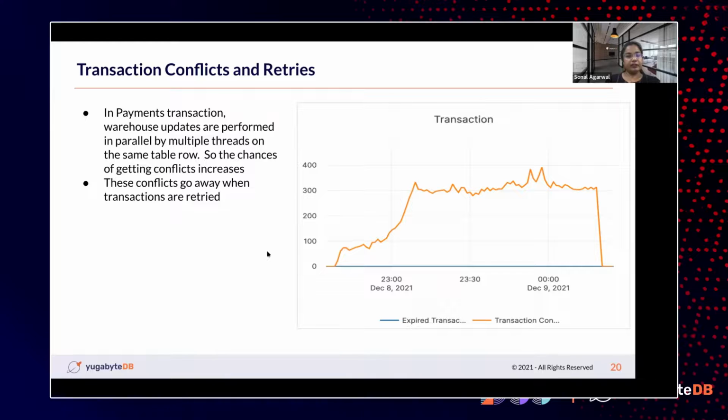Transaction conflicts and retries is then one of the graphs seen in the metrics UI page. Basically, in payment transactions, one particular warehouse can be updated from multiple threads. This can increase the chances of conflicts. So we retry these conflicts, and after retries, these conflicts go away. So whatever we see here are these transaction conflicts.